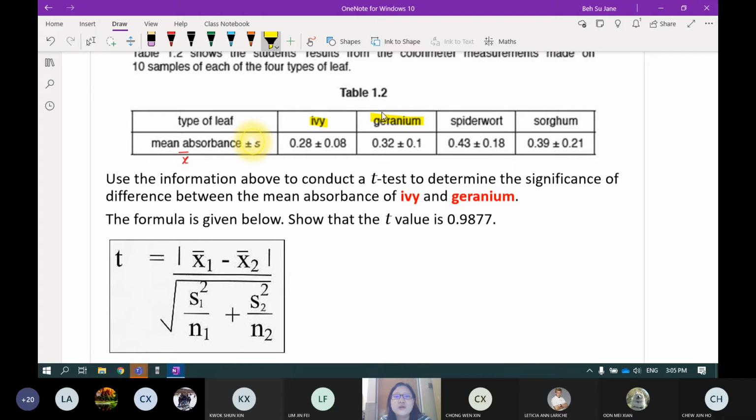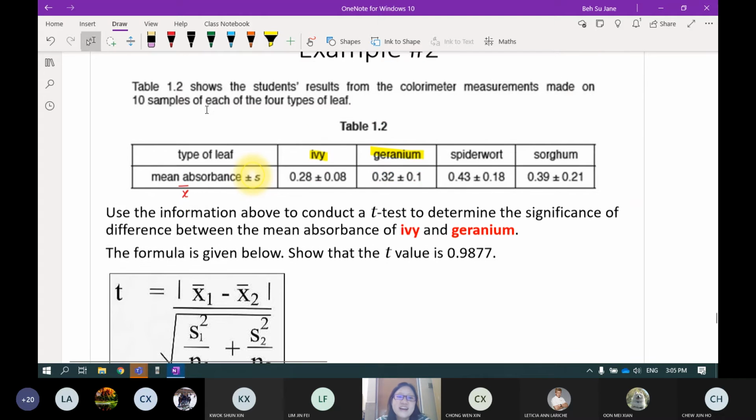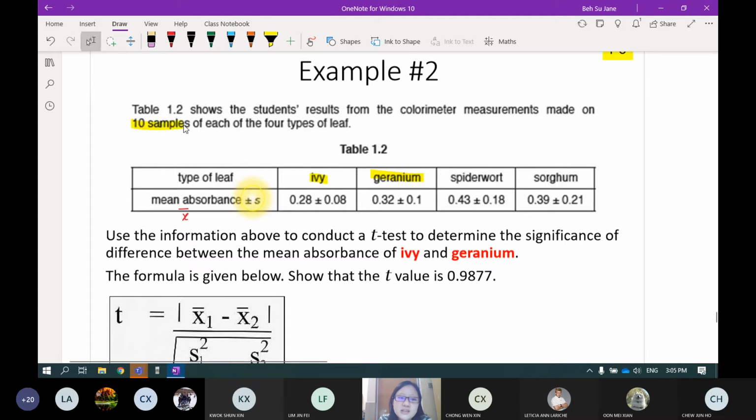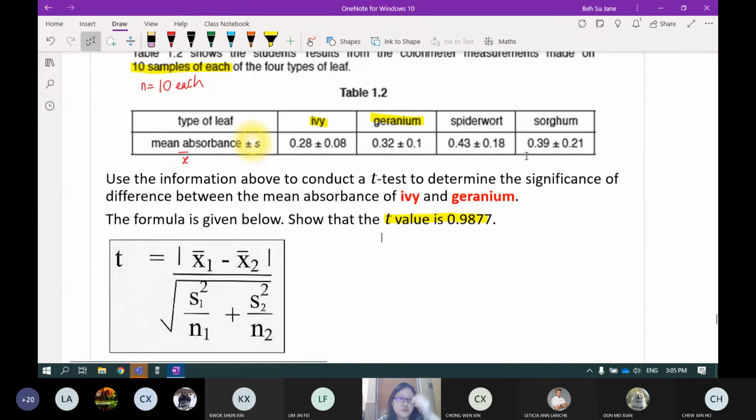Oh sorry, I forgot to read the top, right? They say there are 10 samples of each, meaning n equals 10 each. So nice. They tell you all the information. They even tell you the t-test value. They will always give you the formula. All you need to do is to prove it, to show the working, and to type into your calculator to show that you know how to do stuff. So yeah, let's try it. You should try your own calculator. I'm just going to write stuff here.